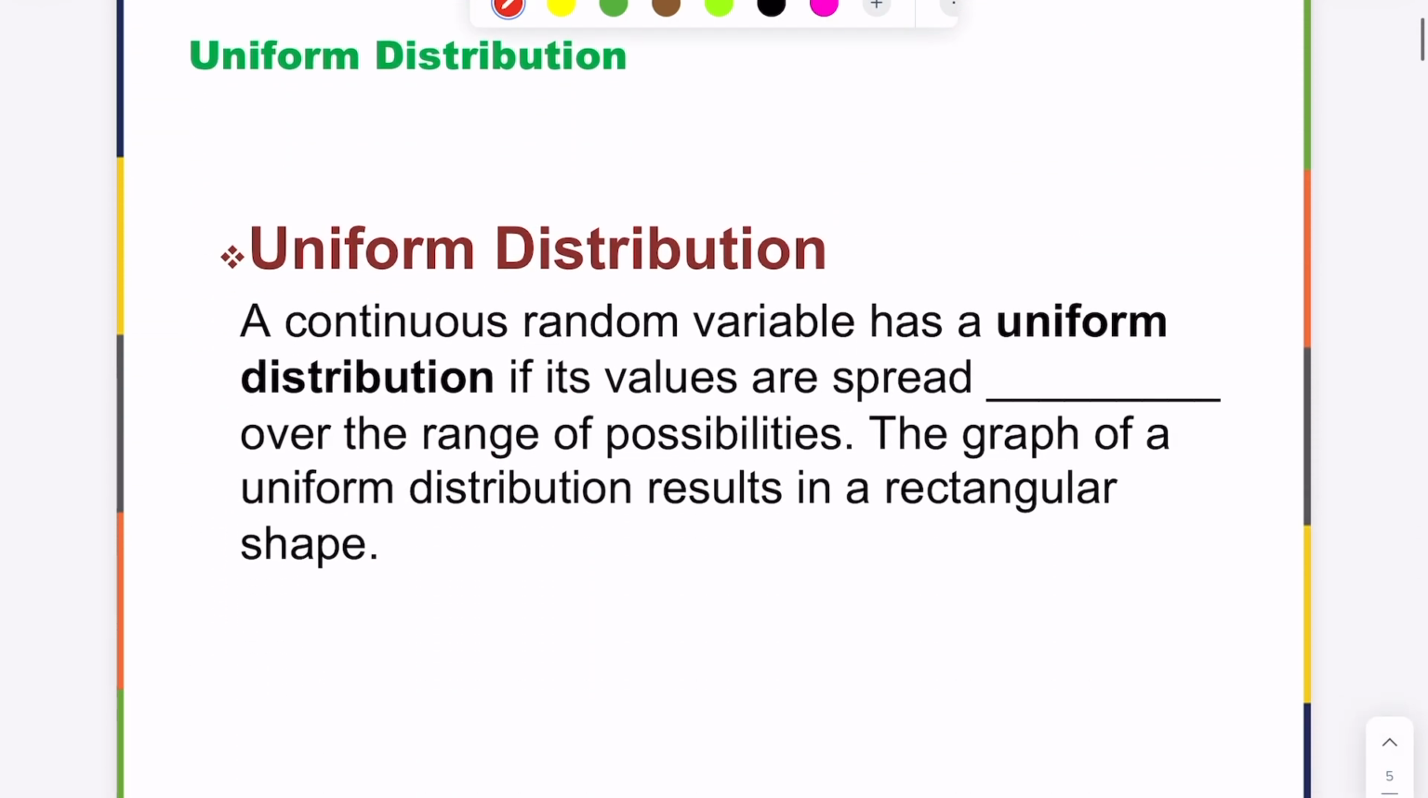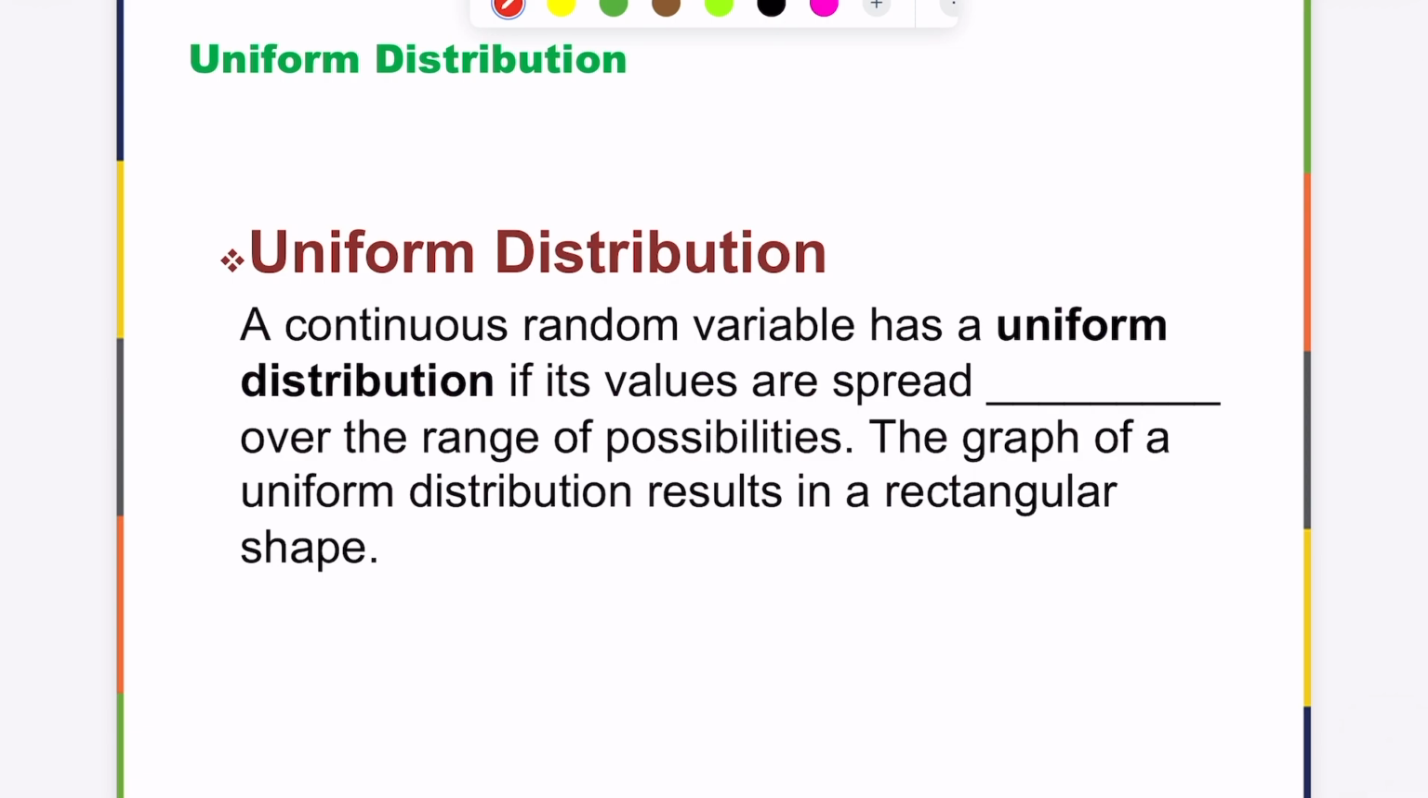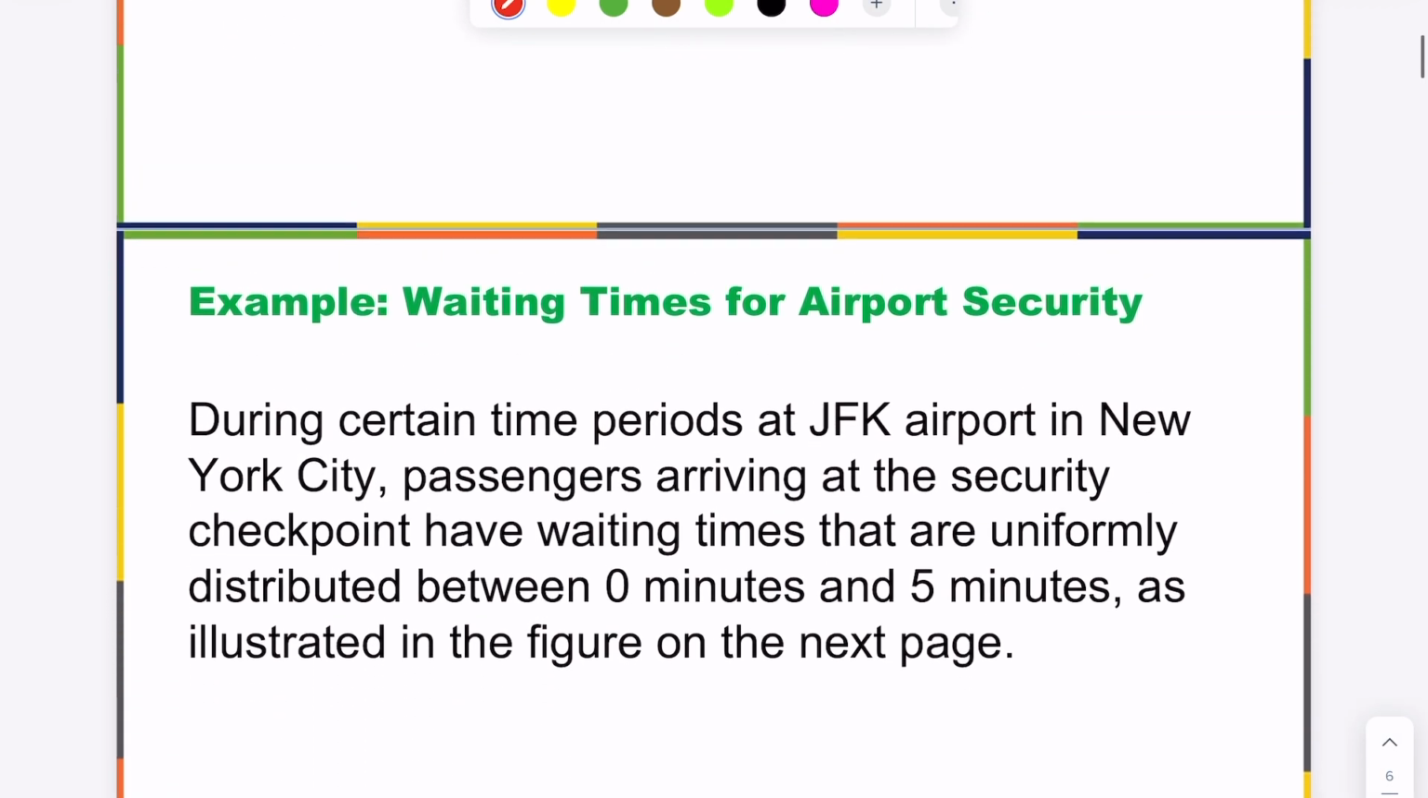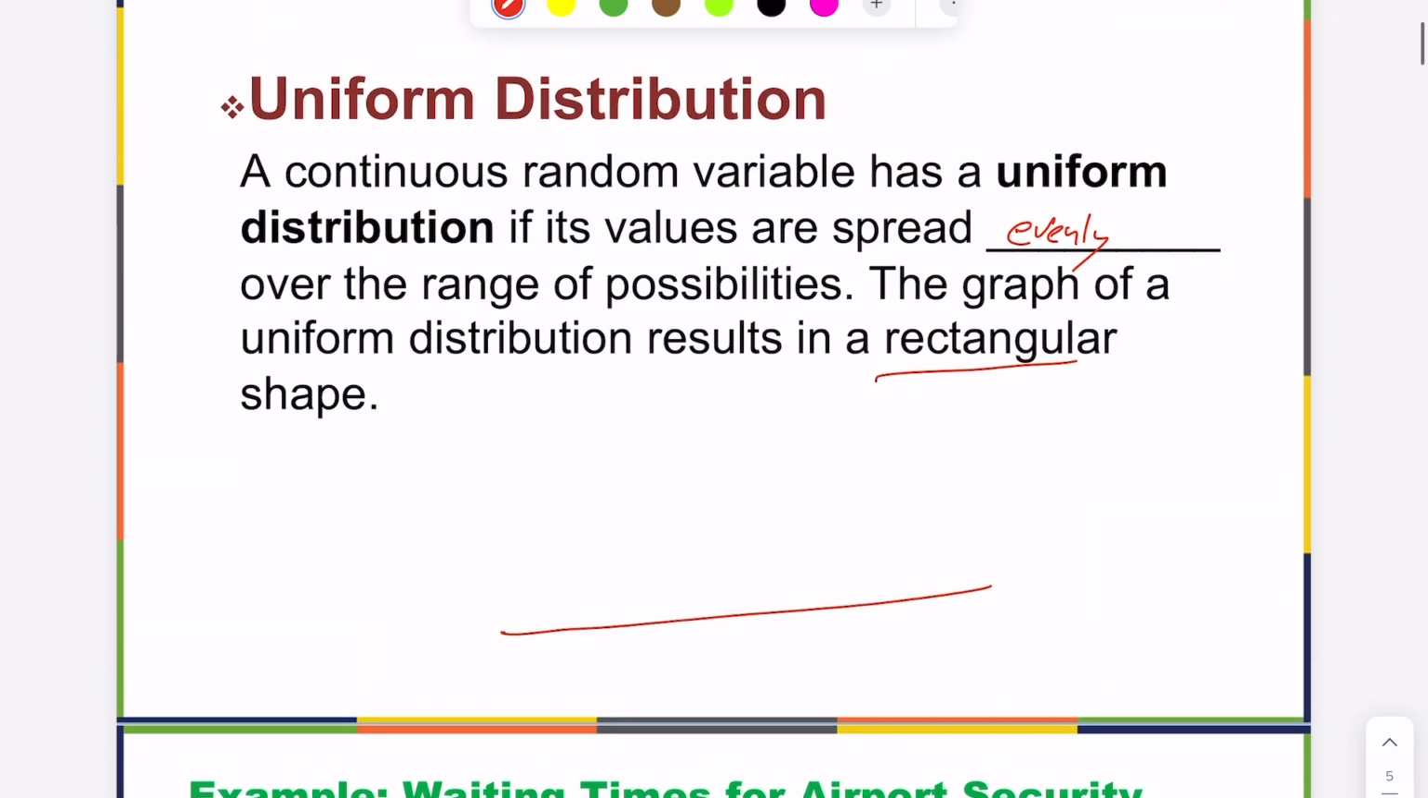All right. Now, the uniform distribution is an example here. A continuous random variable has a uniform distribution if its values are spread evenly. So each value within a particular range is equally as likely as any other value over the range of possibilities. The graph of a uniform distribution results in a rectangular shape. It's just flat on either side, something like this.